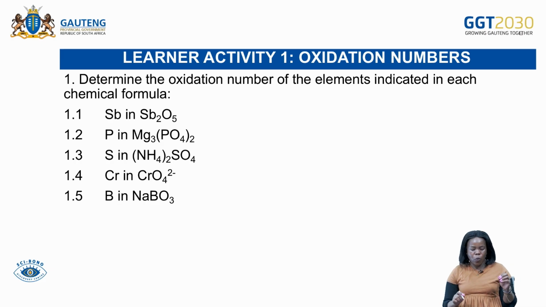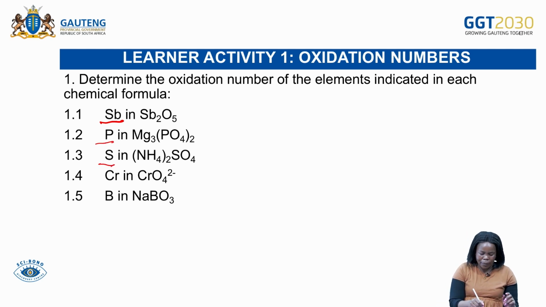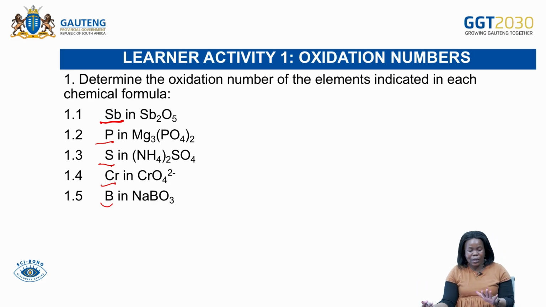So we just said we want the oxidation number of Sb in Sb2O5, for P in Mg3(PO4)2, and then we've got S in (NH4)2SO4, Cr in CrO4 2-, and then Br in NaBO3, okay. So these are our underlined elements that we want the oxidation numbers for. Hope you get this to be fun. Do it nicely and then enjoy it. It is just as nice, okay.